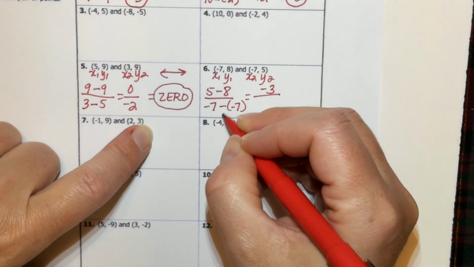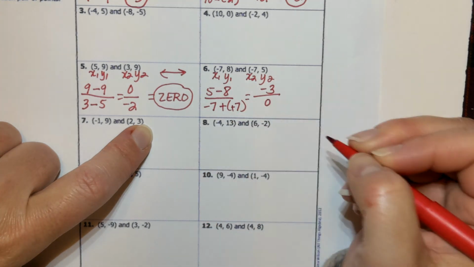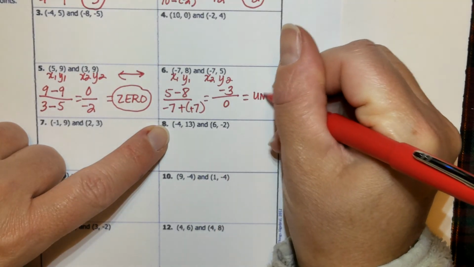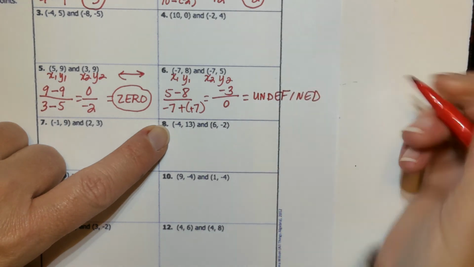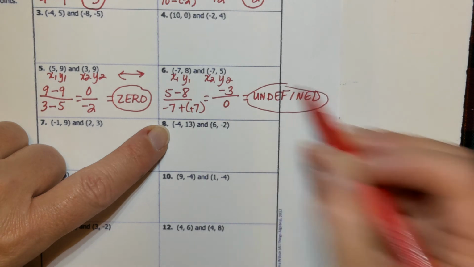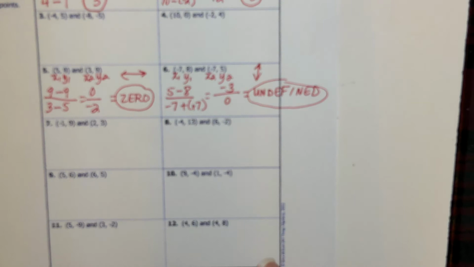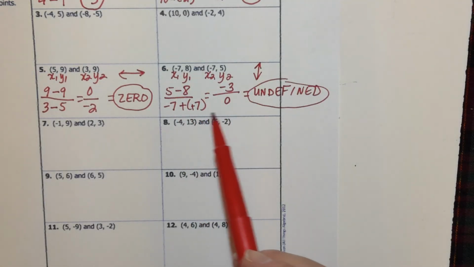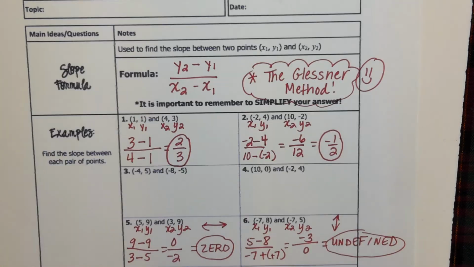Okay? One more like that with the slope formula. We'll do number 6. Here we go. Y2 is 5 minus Y1, which is 8. X2 is negative 7 minus X1, which is negative 7. 5 minus 8, negative 3. Negative 7 minus negative 7, which is really plus positive 7. Negative 7 plus 7, that's a 0. Oh, what happens when the zero's on bottom?